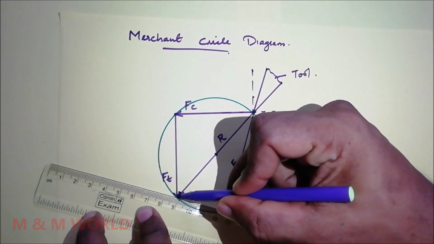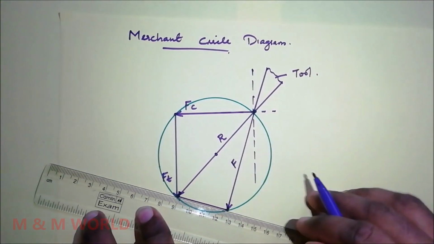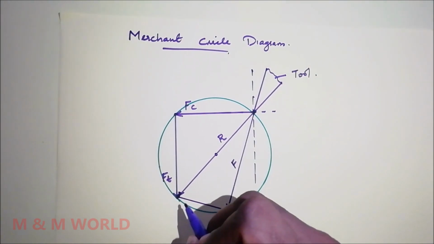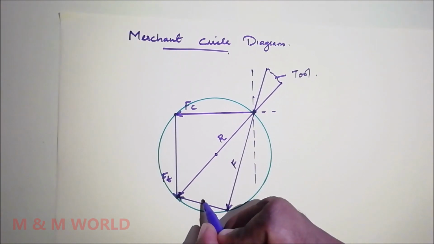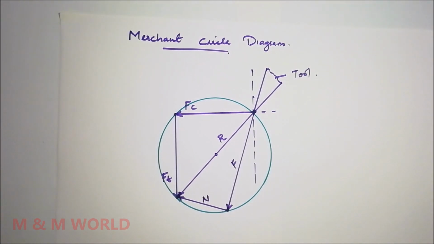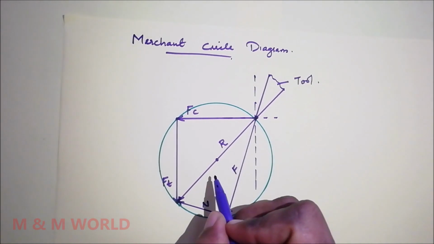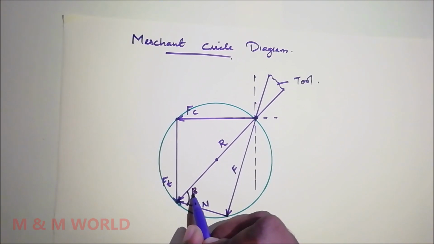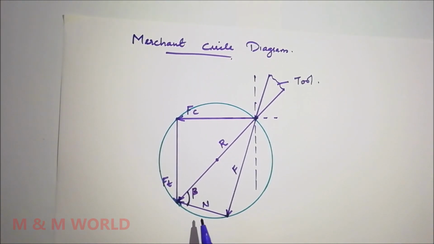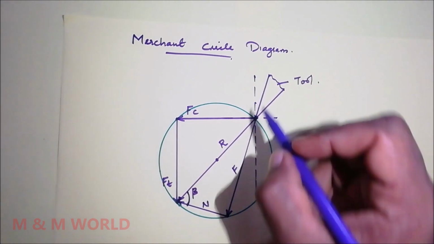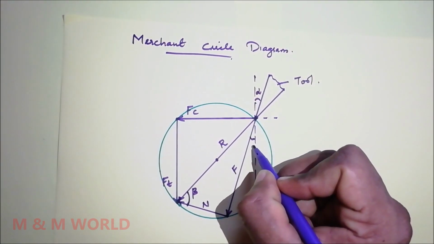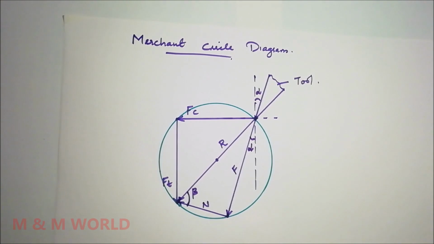So this will be the normal vector n. Now the angle between r and n is beta, that is the friction angle. Angle between the vectors r and n is the friction angle beta, and we know that this angle is rake angle alpha, so this angle will be equal to alpha.